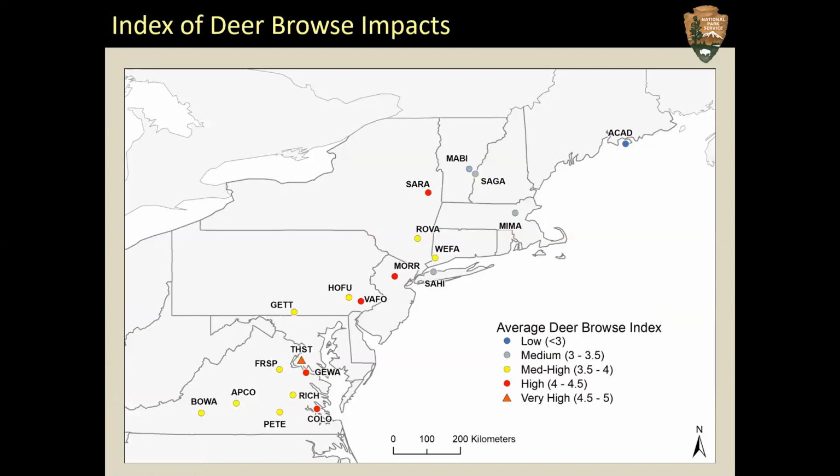Looking at deer browse impacts, this is the same metric that the Forest Service collects. We also have high deer browse impacts in this area from kind of DC up through New Jersey. Saratoga in New York is also kind of an anomaly. There's a lot of agricultural land and edge around Saratoga, so there's pretty high deer impacts.